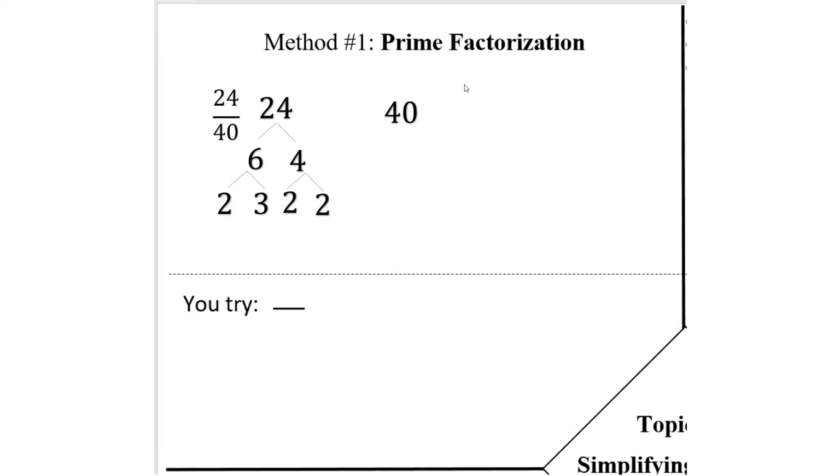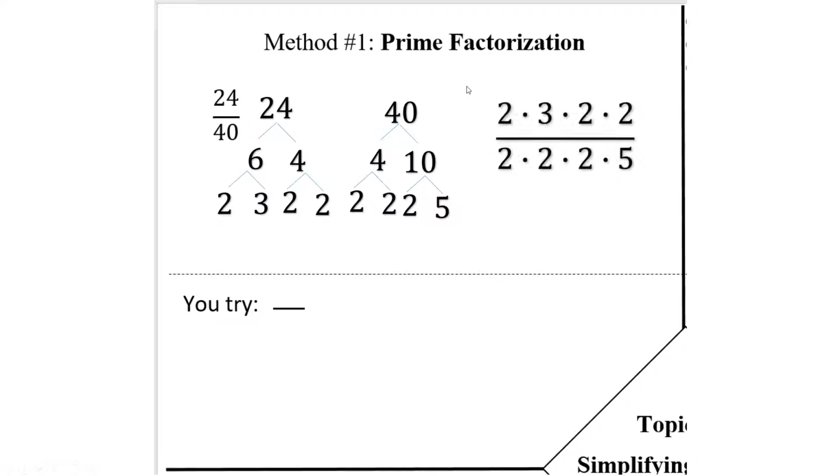Now we're going to do prime factorization of 40. I did 4 times 10. Then you keep going until you only have prime numbers. So what's happened over here is we have 2 times 3 times 2 times 2. That is representing the 24. And then the 40 is equal to prime numbers of 2 times 2 times 2 times 5.